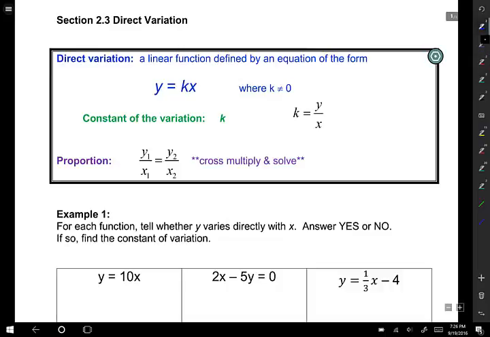Today, as we talk about in section 2.3 about direct variation, we're going to compare the ideas of equations that are functions but may or may not have a direct relation between the numbers involved in the function.